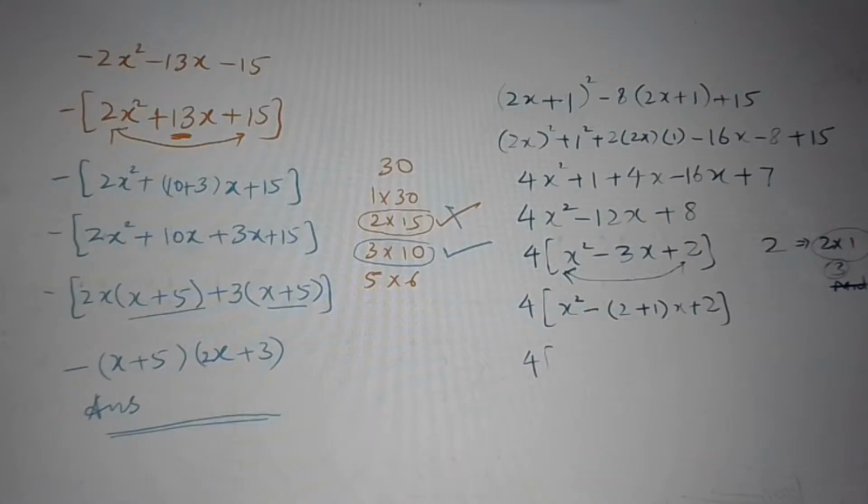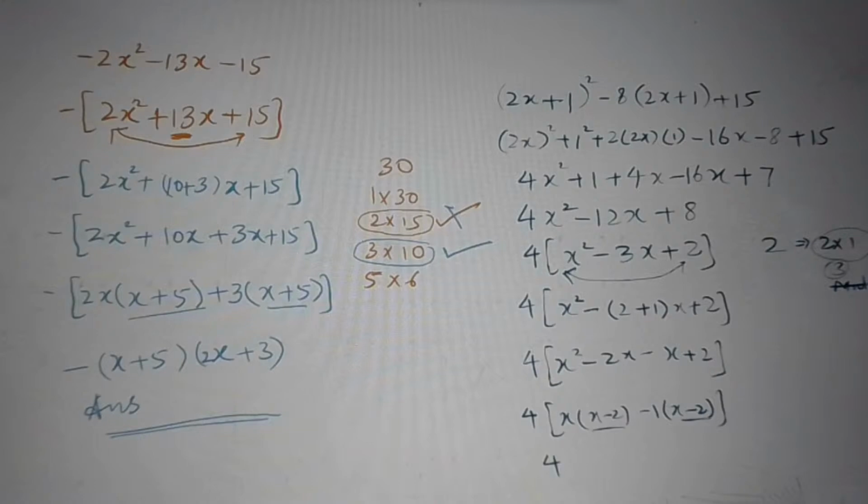4 remains outside square brackets, and we can expand the round bracket. X square minus 2x, minus x, here it will be minus x plus 2. So then we have to take common from the first two terms. X is common, x minus 2 is one factor, minus 1 is common, x minus 2 is the other. So factorization is almost done, right?